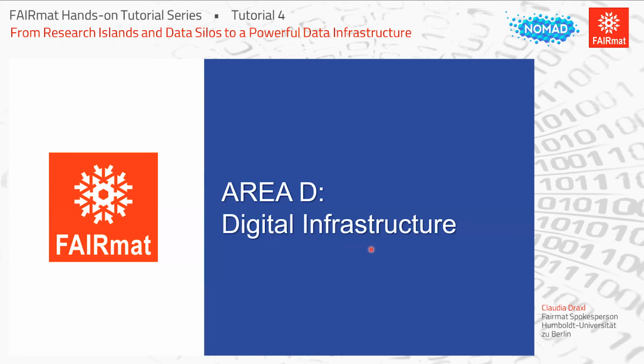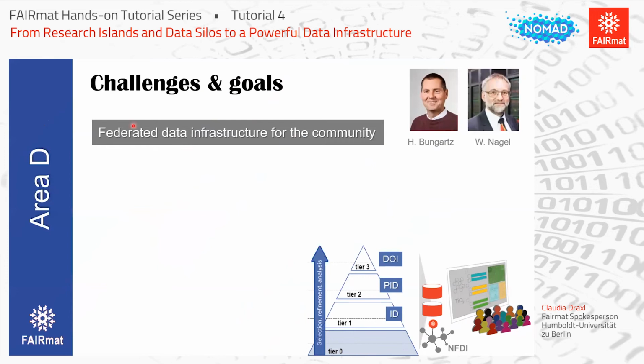And in FAIRmat, this is area D that builds a federated infrastructure, and this is very important. So even if data are kept at the place where they are created, and this is inevitable for many techniques and labs, this still could be a federated data infrastructure, in the sense that the different bits and parts are getting connected to each other.